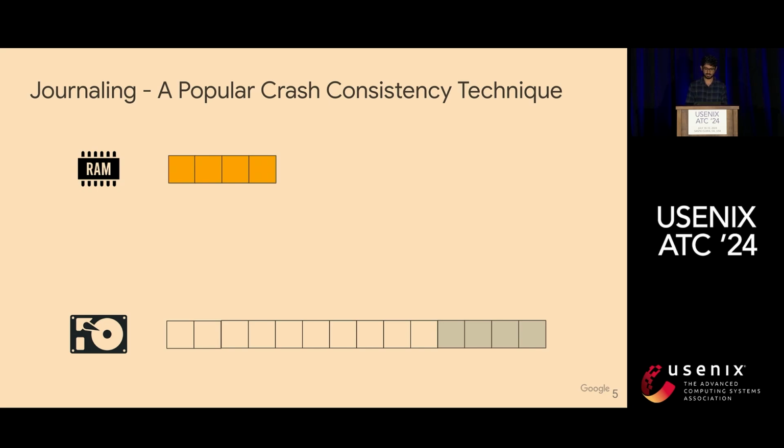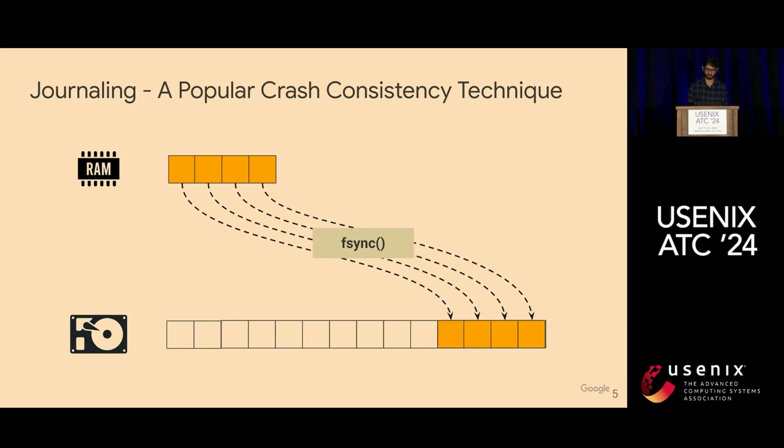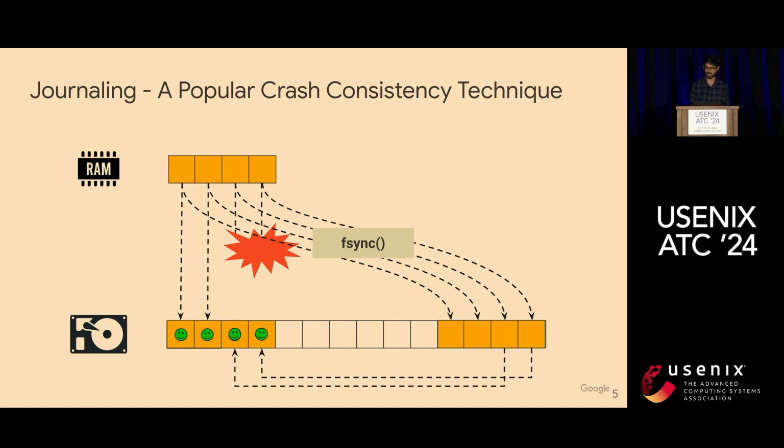What happens in journaling is that an area of the file system is reserved as a journal. Before updating blocks into their final locations on the disk, they are first written to the journal. This operation is called journal commit. Users can also trigger this journal commit via a system call called fsync. In case of a crash, the blocks can simply be recovered from the journal and the file system returns back to a consistent state.